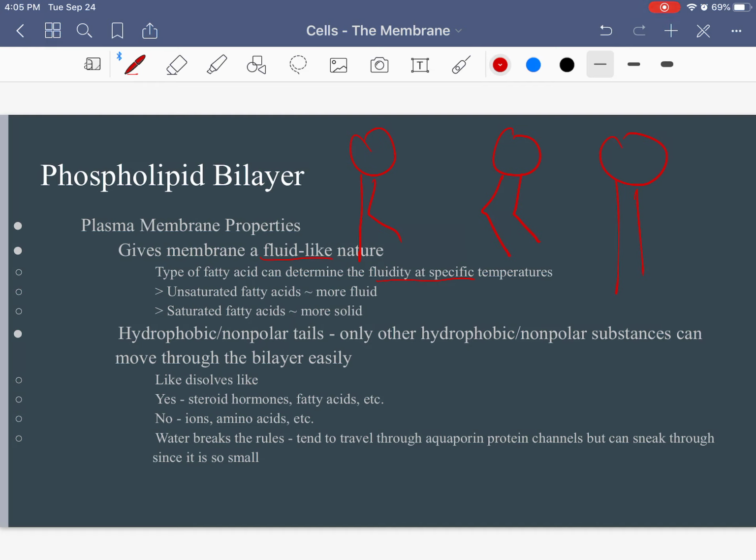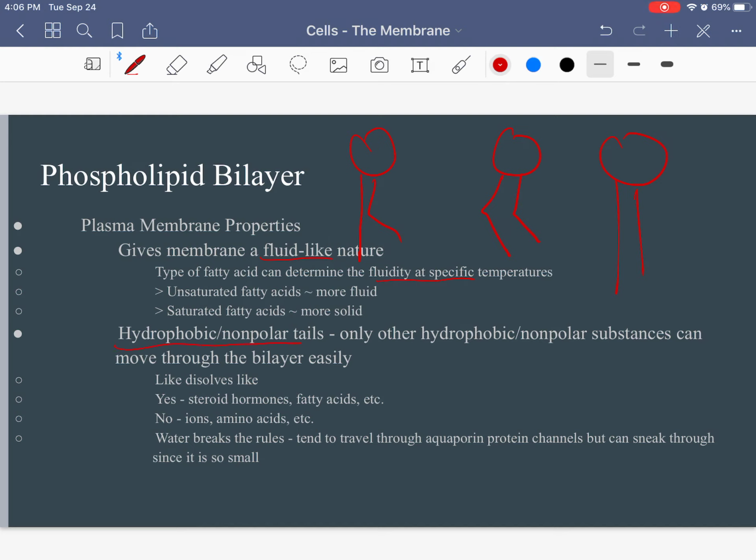And this is important because the parts of the membrane, the proteins and things like that, need to be able to move around and migrate to where they need to be. And if the membrane was too solid, they wouldn't be able to do that. And if the membrane was too liquid, it wouldn't be able to hold everything in. So when it's made up of both saturated and unsaturated fatty acids, it gives it that Goldilocks just right component.